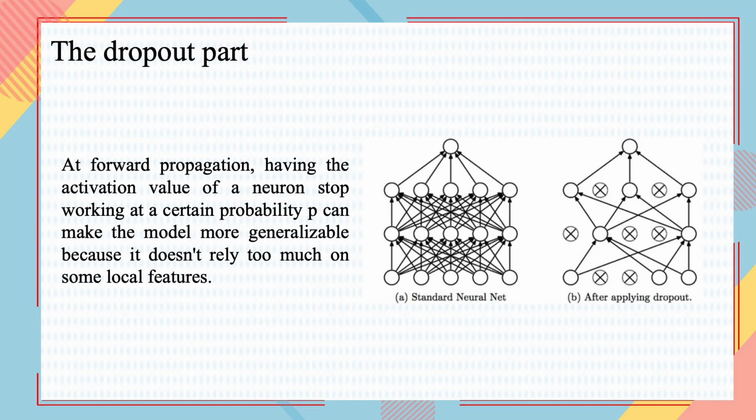The dropout part. At forward propagation, having the activation value of a neuron stop working with a certain probability p can make the model more generalizable because it doesn't rely too much on some local features.